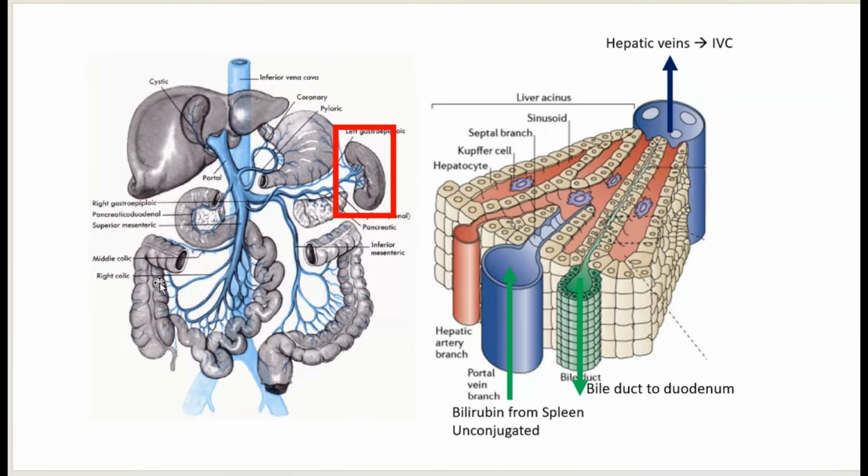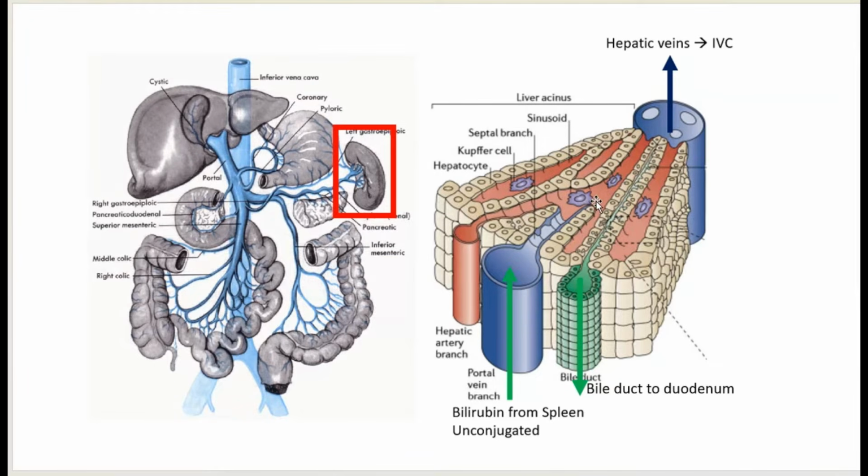At the same time, blood carrying the nutrients and some toxins from the intestine is also carried by the portal vein to the liver. The portal vein, carrying all this blood with unconjugated bilirubin from the spleen and the nutrients and toxins from the gut, delivers this blood to the sinusoids, where detoxification of the blood happens. The purified blood reaches the central vein, from where it goes to the hepatic veins and IVC.